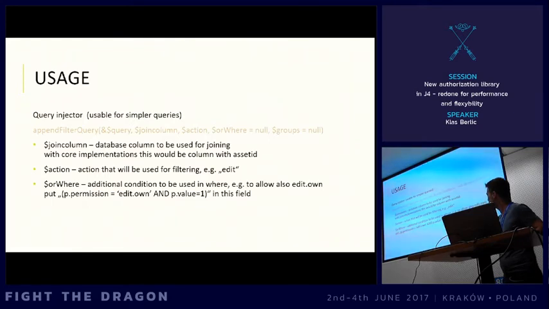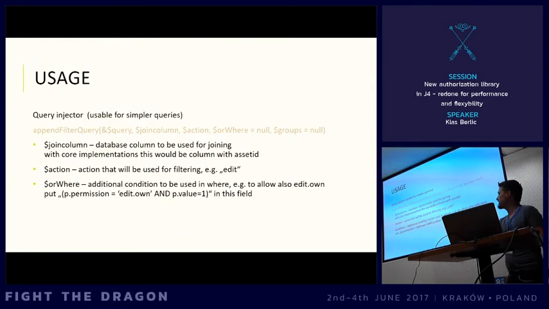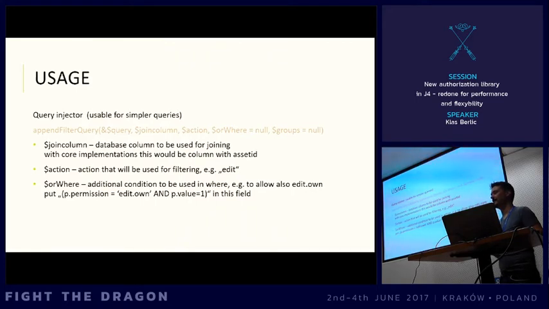I also created a query injector that's really usable for simpler queries. With com_content, for instance, the query itself is already so complex that it's impossible to optimize it to run very fast with additional joins and so on. So this one is more usable when you have a simple query. You don't need to use the check method; you can use the query injector to directly inject the query into your query.